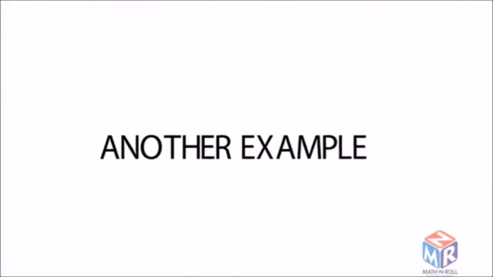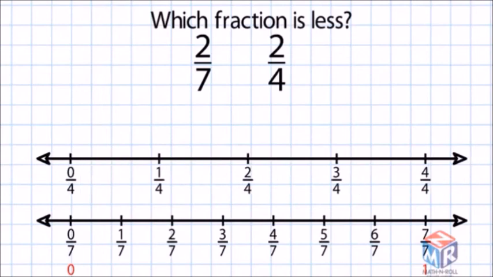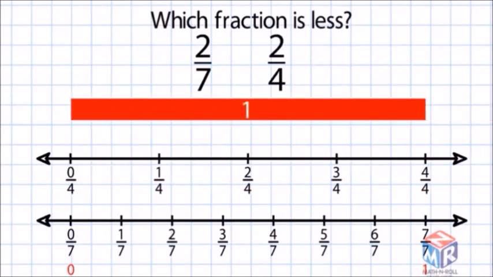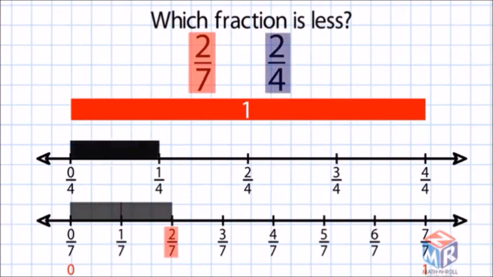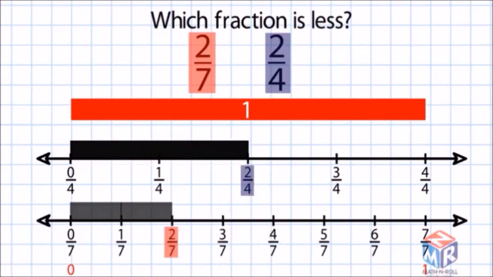Another example. Which fraction is less? 2 over 7 or 2 over 4? Let's use the number line to compare these fractions. This is 2 over 7. This is 2 over 4. 2 over 4 is farther to the right on the number line. So 2 over 7 is less than 2 over 4.